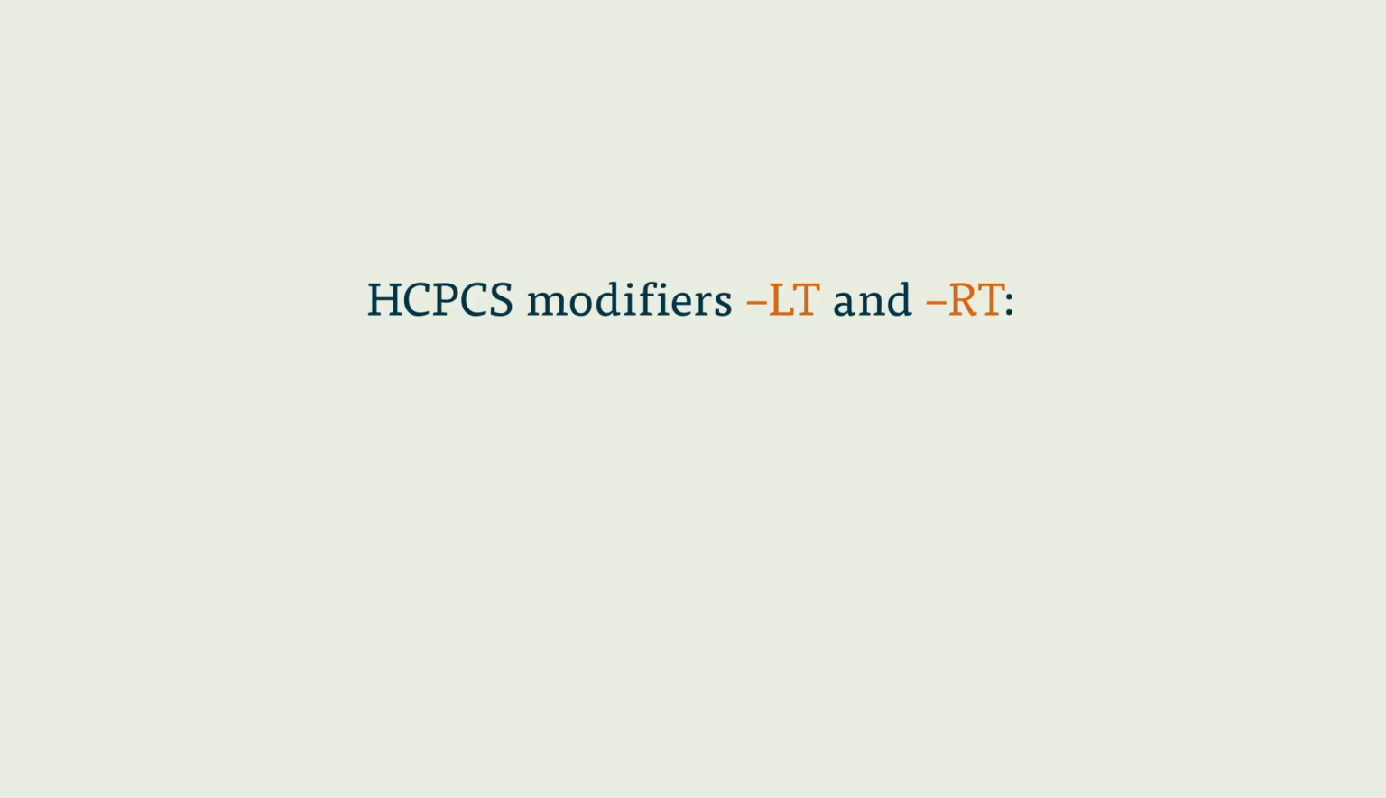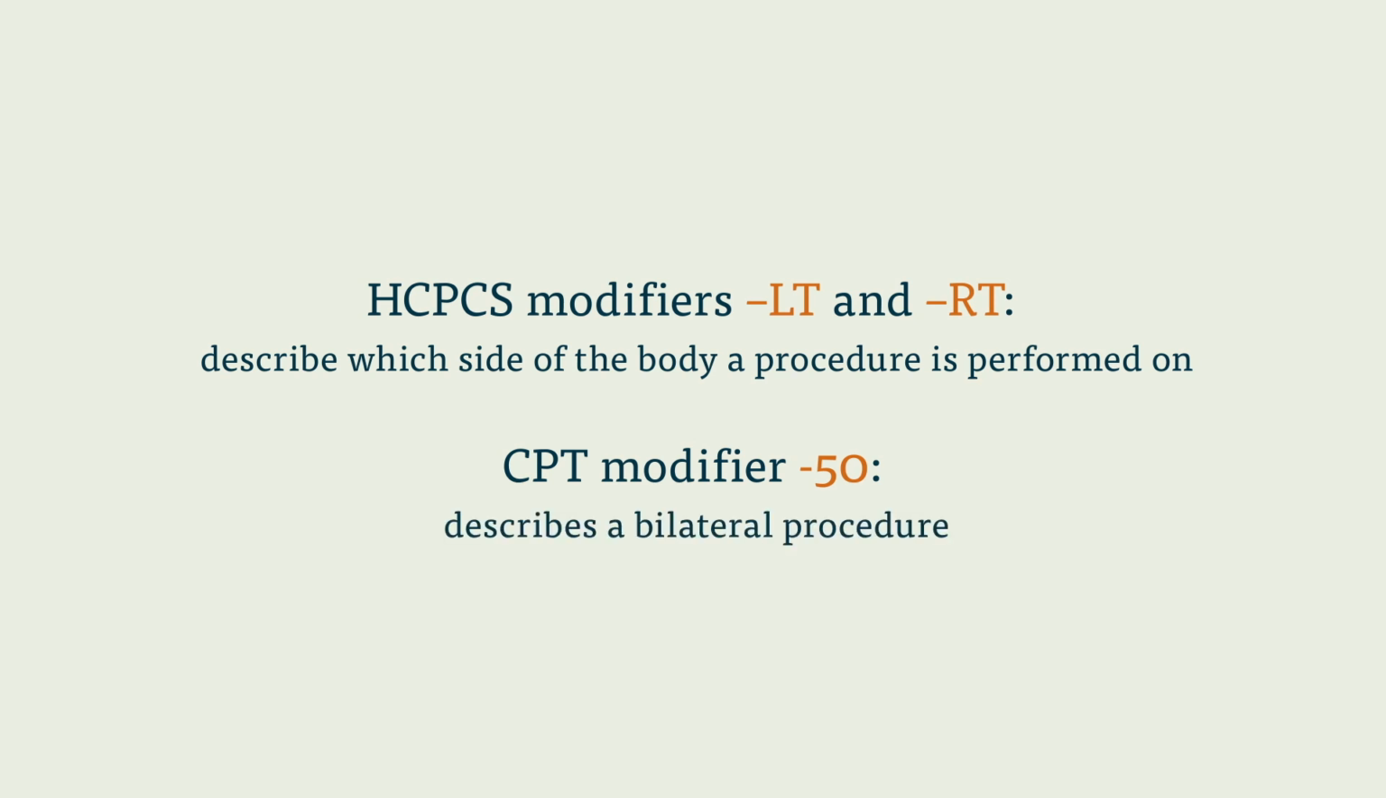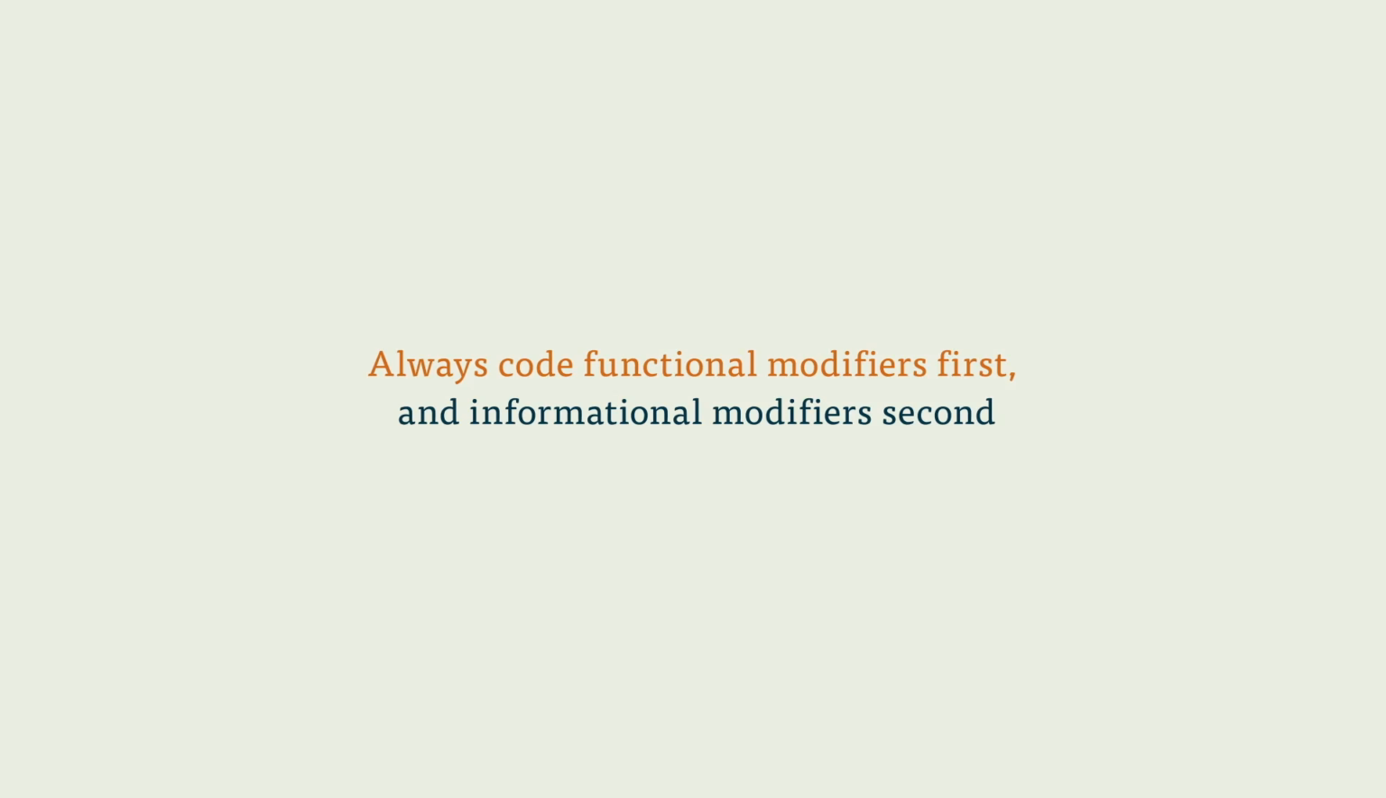Bear in mind that certain HCPCS modifiers do not agree with certain CPT modifiers. The most common of these mutually exclusive relationships is the HCPCS modifiers -LT and -RT, which describe which side of the body a procedure is performed on, and the CPT modifier -50, which describes a bilateral procedure. Obviously, something can't be performed on the left side of the body and be a bilateral procedure. As with CPT modifiers, coders should always order functional HCPCS modifiers first and informational modifiers second.